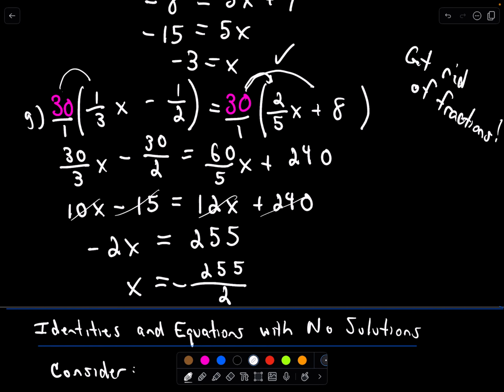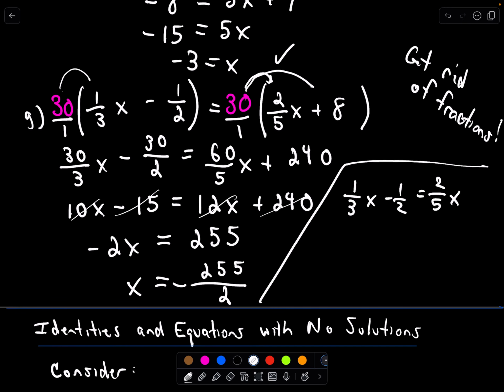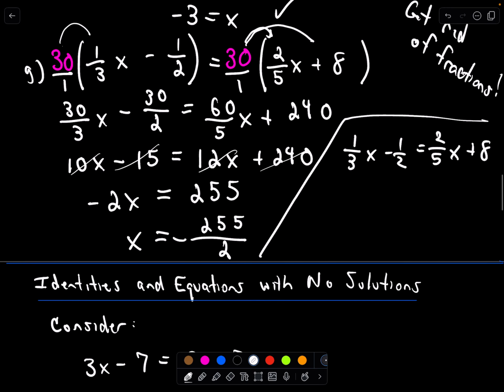Okay, so we got rid of fractions. You definitely don't have to do that. We could have just started moving terms around at the beginning and getting common denominators. So here's our original equation: 1/3 x minus 1/2 equals 2 over 5x plus 8. If I wanted to, and I'm not going to do this one all the way out, I could have subtracted the 2/5 x from both sides. And I could have added 1/2 to both sides. So this is certainly a correct step.